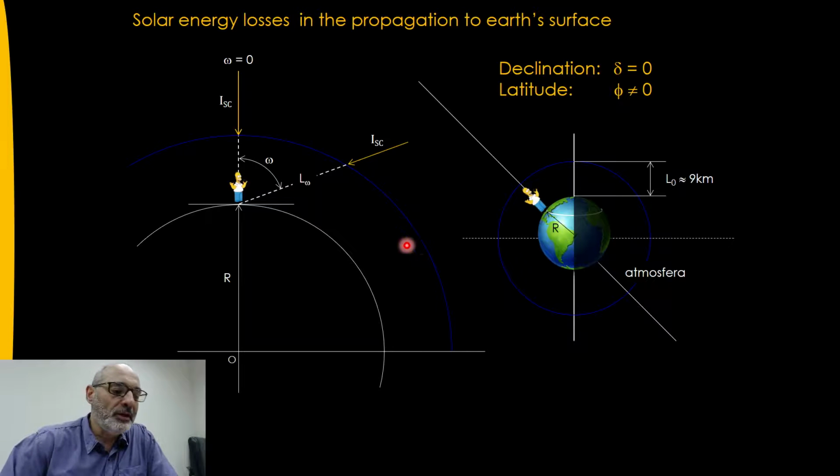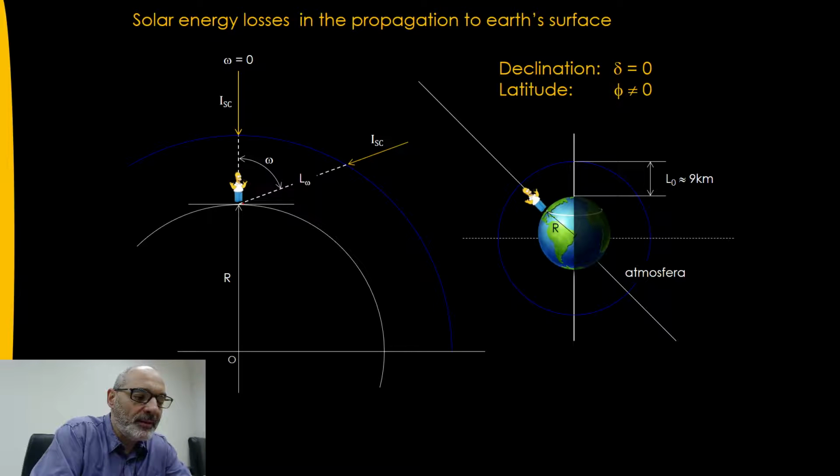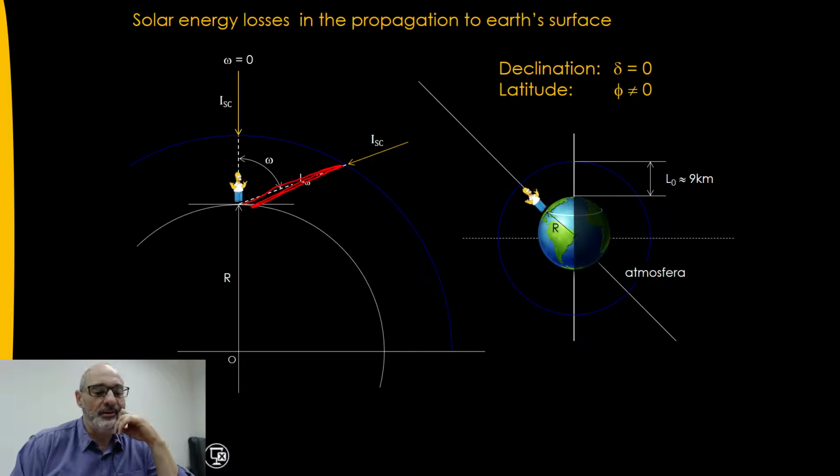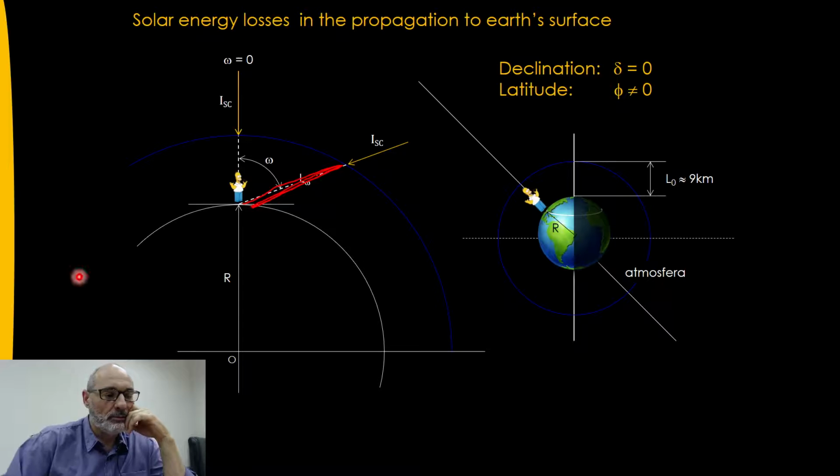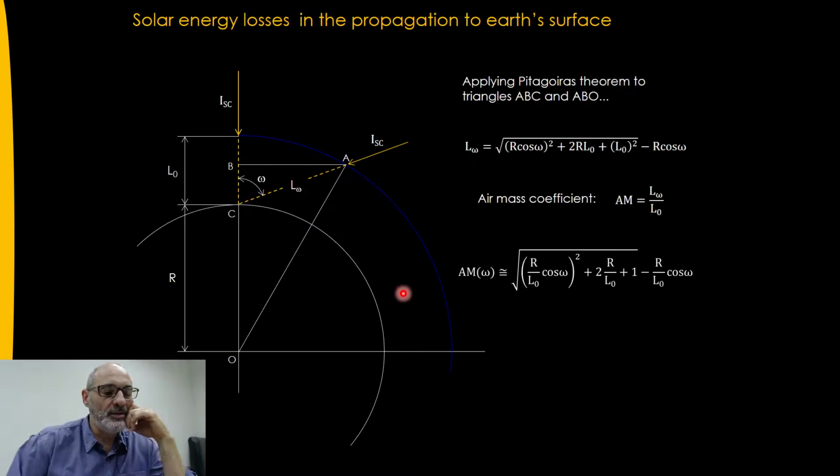The triangles that I was talking about are those. You see our observer here, and the sun is coming through this direction here, and we need to calculate this segment, this length here. Okay, let me see the next slide.